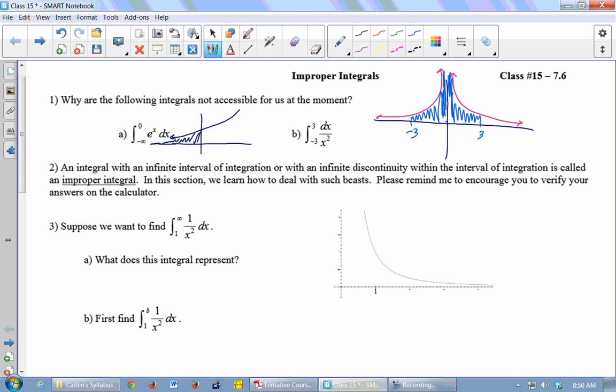Or an infinite interval of integration, or an infinite discontinuity within the interval, is called an improper integral. So in this section, we're going to learn how to deal with these things. Remind me to encourage you to verify your answers on the calculator.